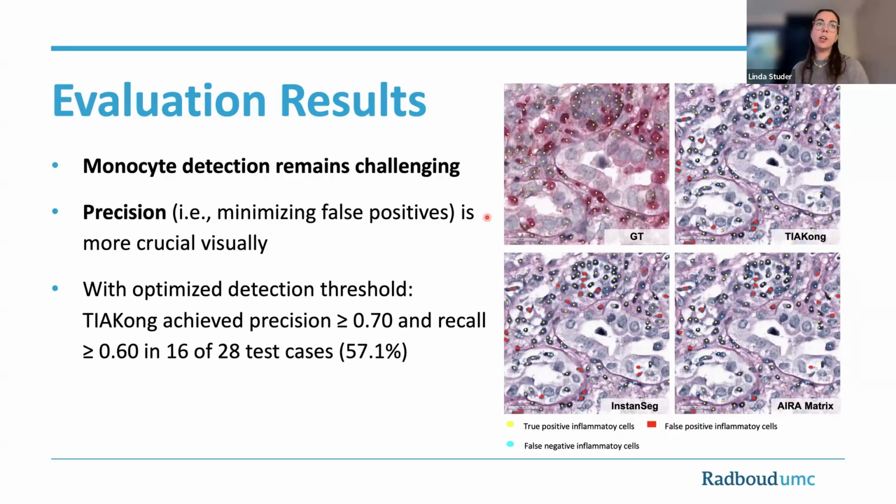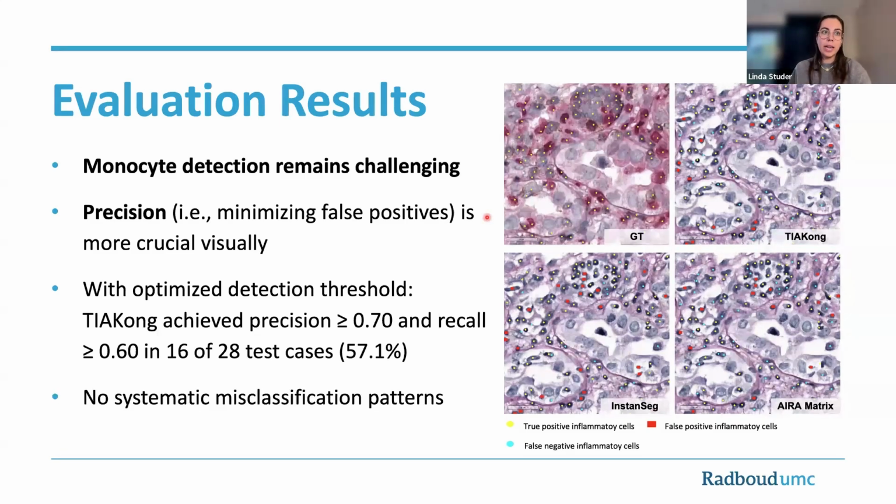We saw that TIA Kong's algorithm achieved that in almost 60% of the test cases that we had, which was really nice. We were really happy with that, and we are currently using it for the reader study. We were happy to have an output that was really usable to move forward to the next step.